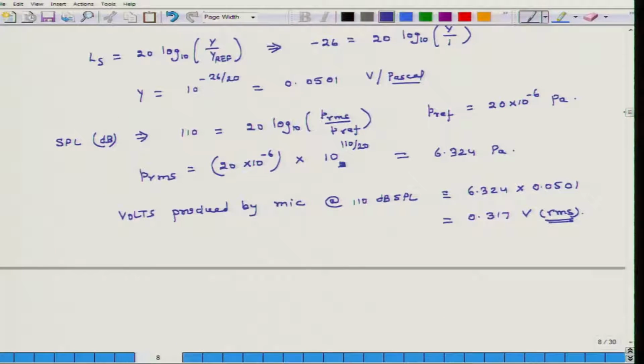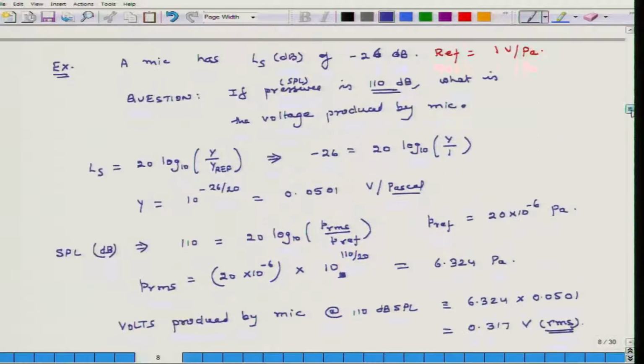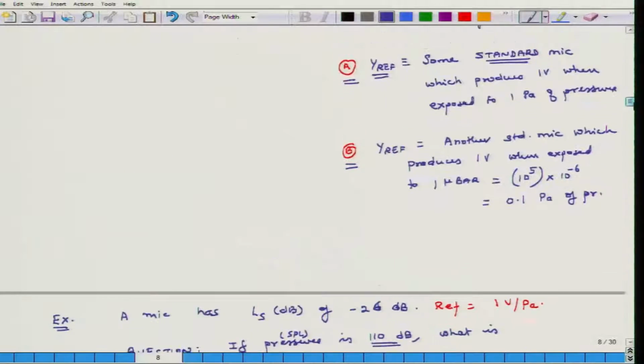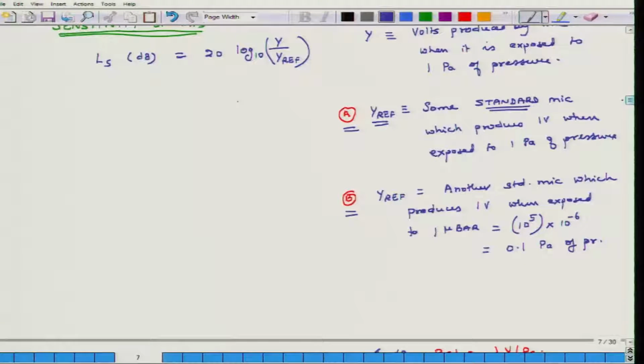So, this is one example, and in this example what we have done is computed the volts produced by this mic, which has a minus 26 decibel sensitivity, if the standard mic is producing 1 volt per Pascal. In the next class, we will start our lecture by discussing the other type of mic and see that it produces a different number of volts. So, that concludes our discussion for today, and I look forward to seeing you tomorrow.